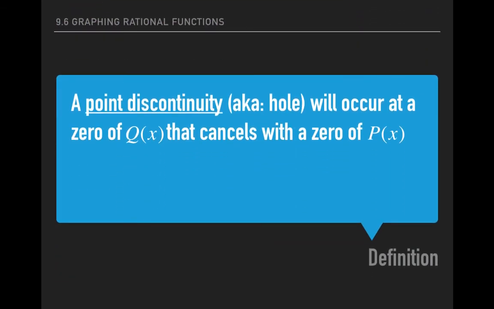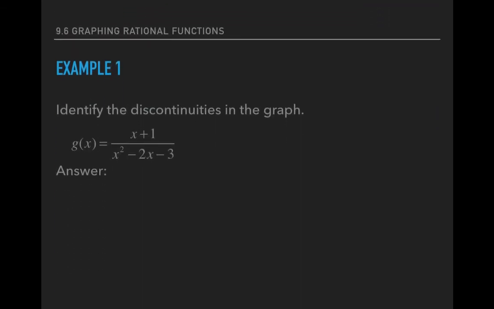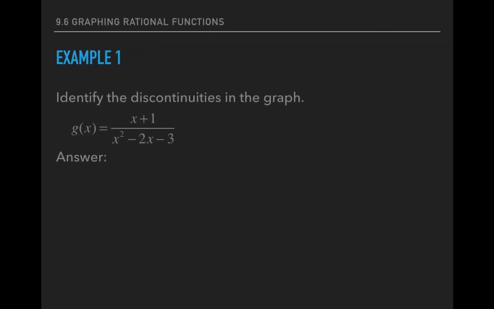A point discontinuity, or a hole, will occur at a zero of q, at a factor in the denominator of q that cancels with a zero of your numerator. That is where a point discontinuity will occur. So let's determine our discontinuities in this first graph here, in g. To be able to do that, we need to factor and simplify if possible.